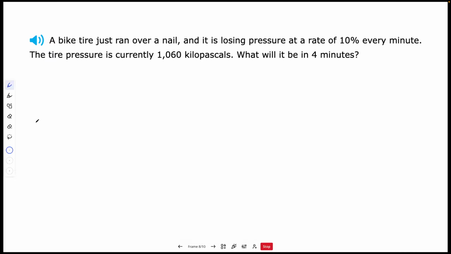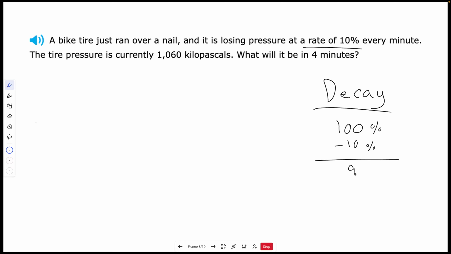All right, now that you've read the problem, this is a decay problem, because here we're losing air out of a tire. So we always start at 100%, and we're losing 10% every minute. So now we're going to subtract 10%, which is 90%. And again, always divide it by 100, so we can use it in the problem, which is 0.9, or 0.90 if you prefer. And now we use our formula.